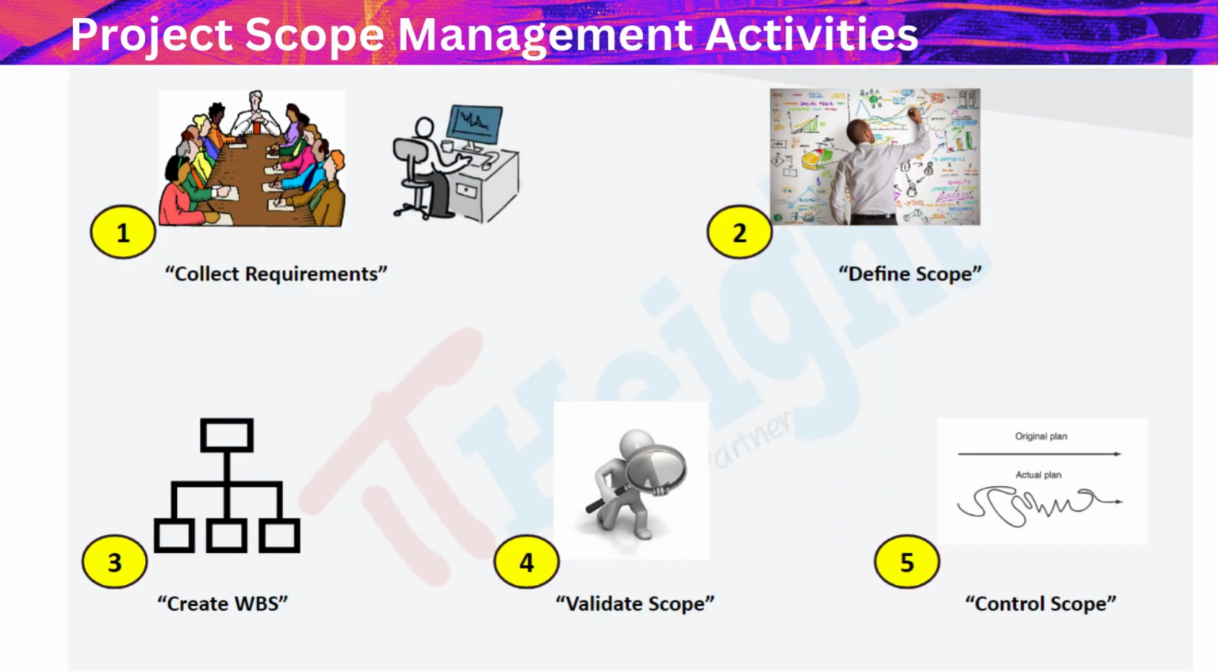Overview of project scope management activities. Collect requirements: identify and document stakeholder needs. Define scope: develop a detailed project scope statement. Create WBS: break down the project into manageable components. Validate scope: ensure deliverables meet stakeholder expectations. Control scope: monitor and manage scope changes throughout the project lifecycle. This structured approach to scope management ensures clarity, alignment, and successful project delivery.